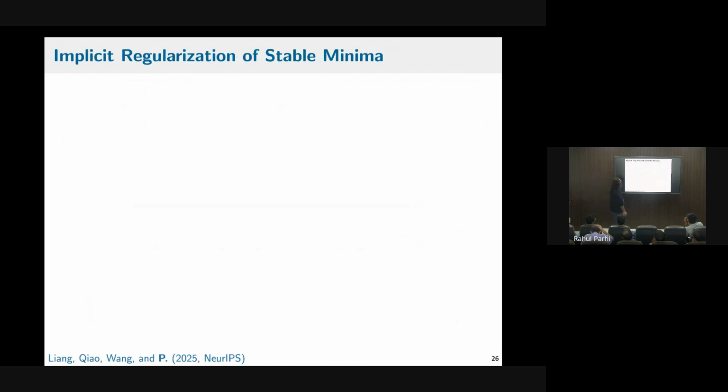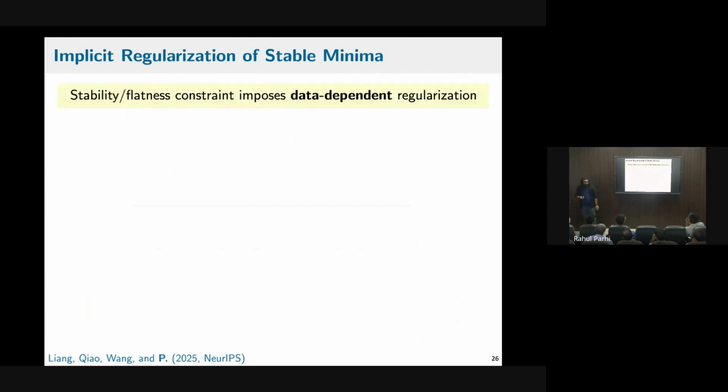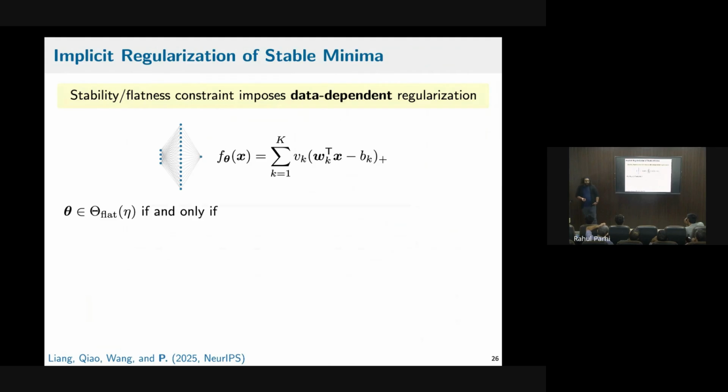Okay. So what is the implicit regularization coming from these stable or flat solutions? What's interesting is it actually imposes a data-dependent kind of regularization. So here's my one hidden layer neural network. What you can show is that if theta is in this theta flat class, this happens if and only if this inequality holds. I'm hiding a universal constant with the squiggle inequality.